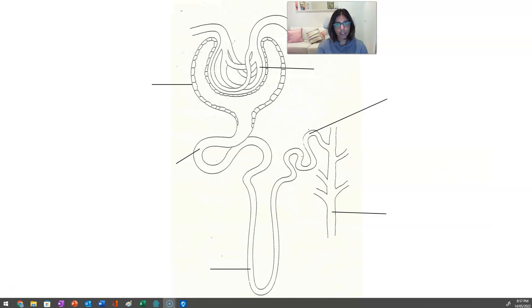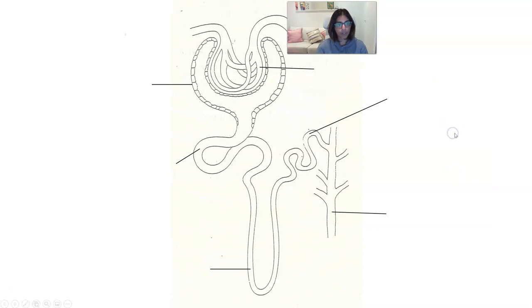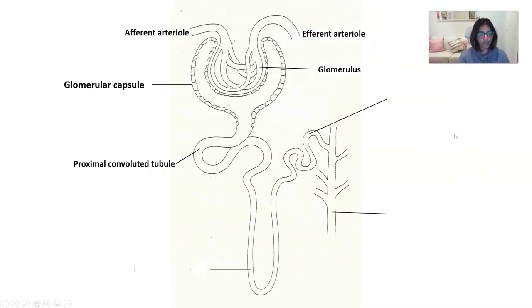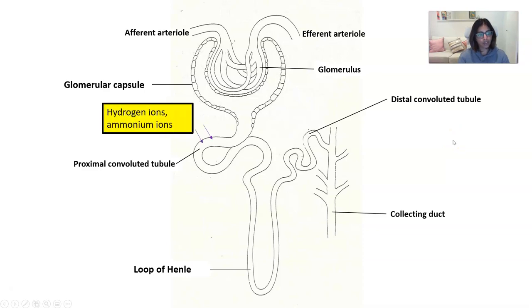So on our diagram, again in your booklet, we're going to label each part of the nephron. Doing this again is good practice. And this time we are going to add arrows to show what is added to the nephron. So at the proximal convoluted tubule, we have hydrogen and ammonium ions. And what is being added to the nephron in the distal convoluted tubule are urea, drugs and toxins.